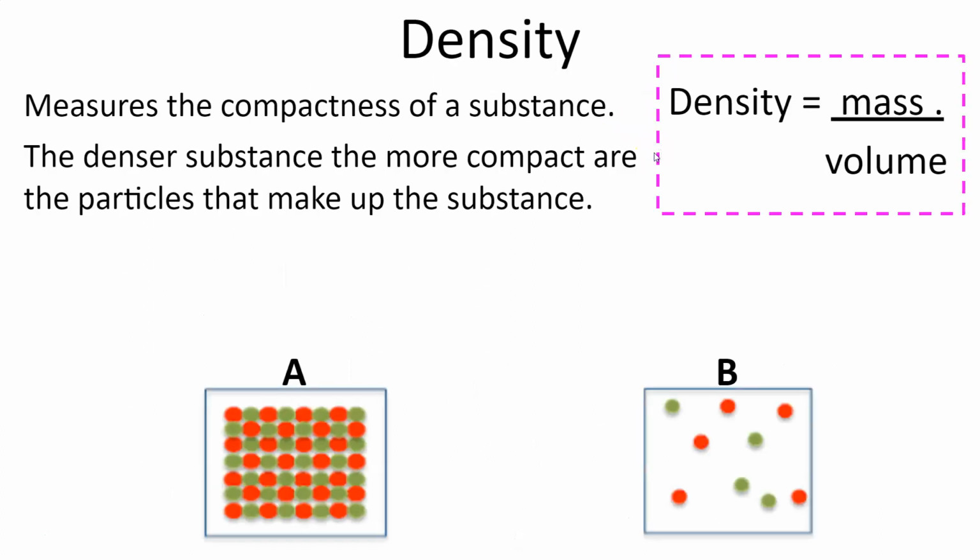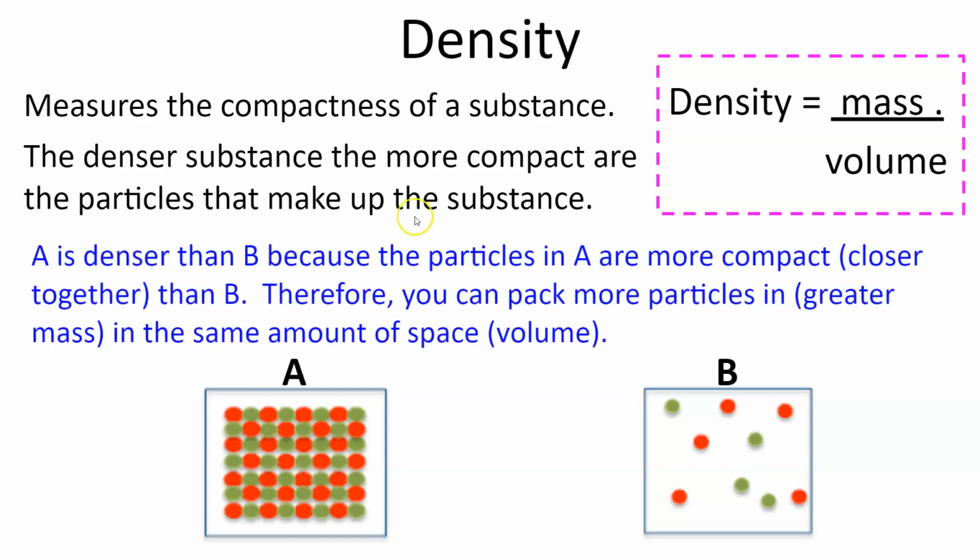So let's talk about what density is, because we're mentioning that's what we're going to be using, so we should have a sense of what it is. Density measures the compactness of a substance, and the equation for density is mass divided by volume. So denser substances are more compact. That means the particles are closer together. If we look at substance A versus substance B, we can see that substance A is denser because the particles are much closer together than in substance B.